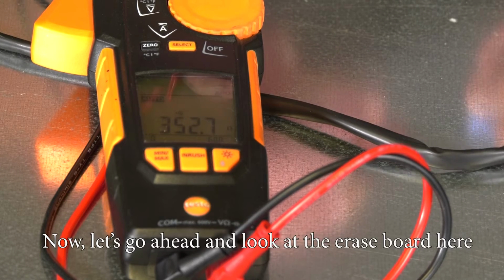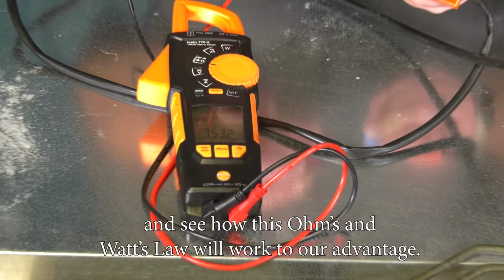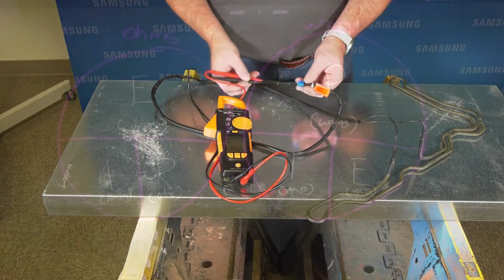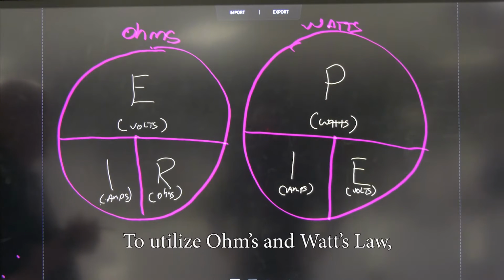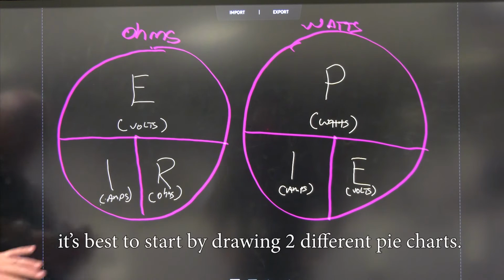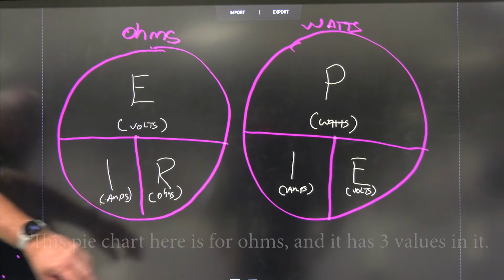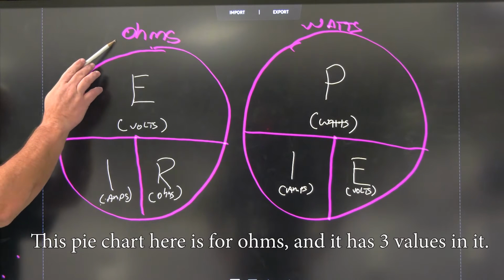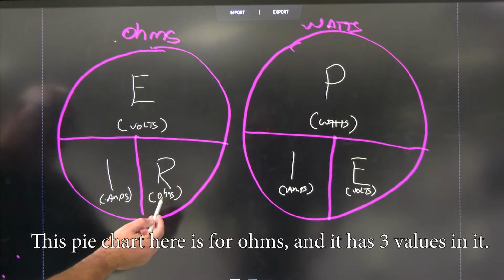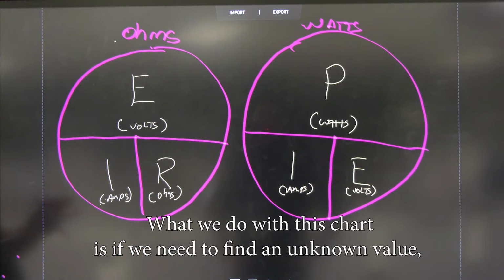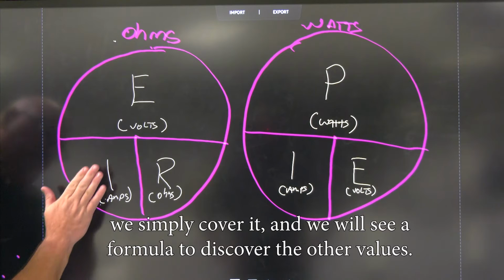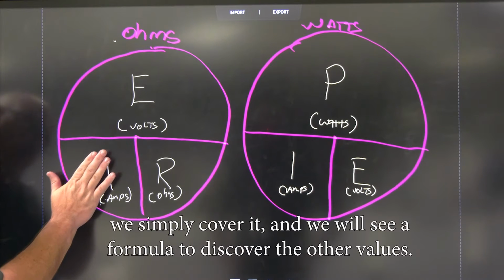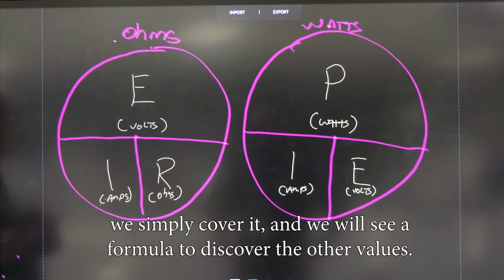Now let's go ahead and look at the race board here and see how this Ohm's and Watt's Law will work to our advantage. To utilize Ohm's and Watt's Law, it's best to start by drawing two different pie charts. This pie chart here is for ohms, and it has 3 values in it. What we do with this chart is if we need to find an unknown value, we simply cover it, and we will see a formula to discover the other values.